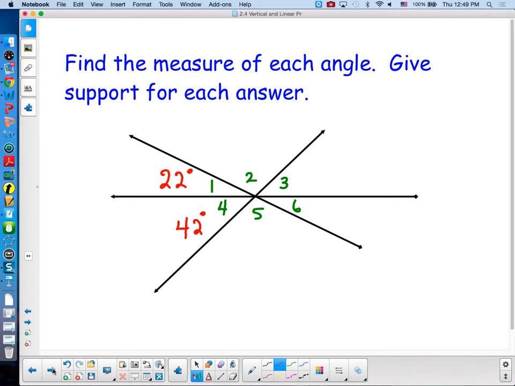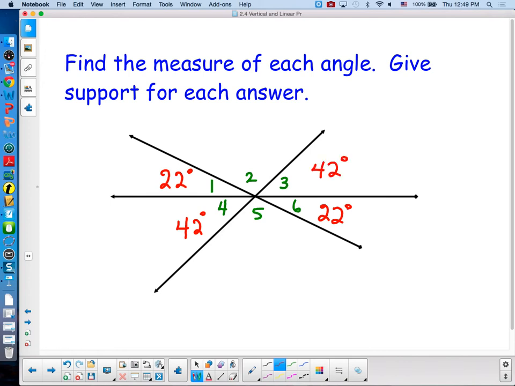Okay, let's run through real quick. Which angle was vertical to angle 1? Angle 6. So 6 should be 22 degrees, probably by vertical angle theorem. And which angle is vertical to angle 4? Angle 3. Angle 3, so that's 42.